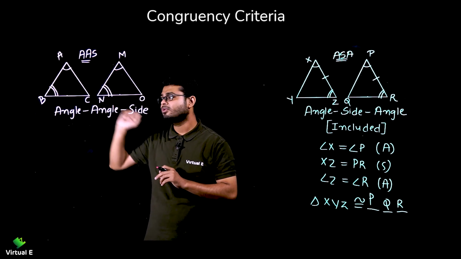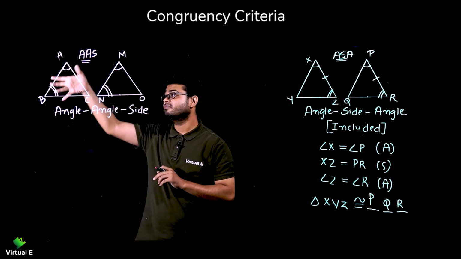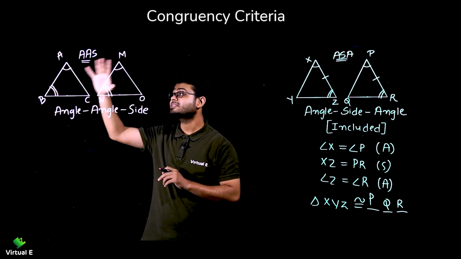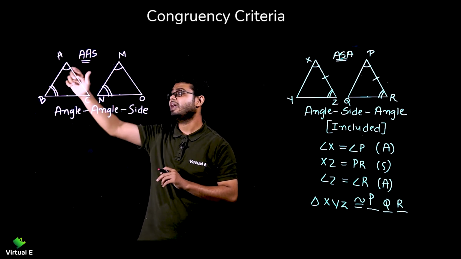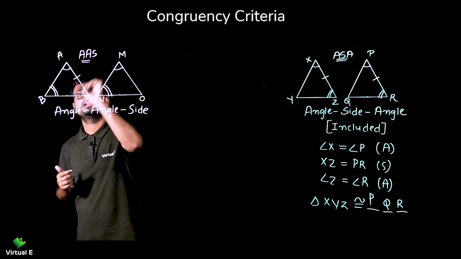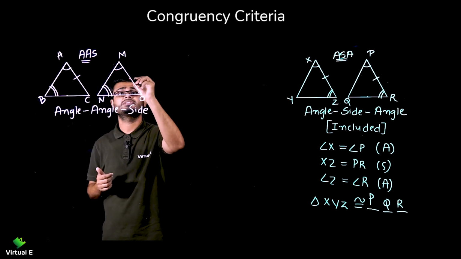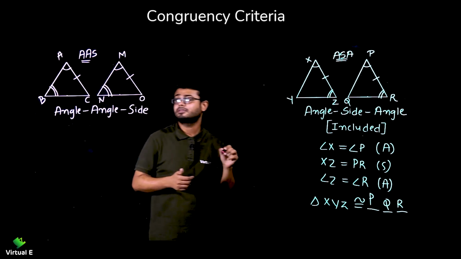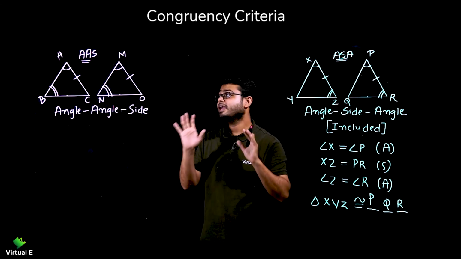So what we do conclude from here as well, you take two angles and the side will be in touch with any of the angle or either of the angle. Let's say it is in contact with AC. So here let's say MN, right? This is all AAS is about.